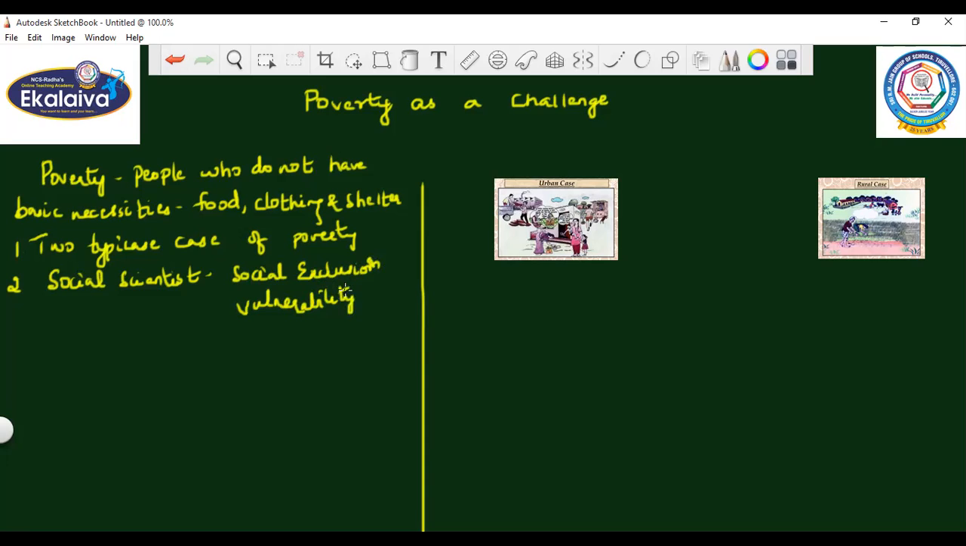Now, who are these social scientists? In science, we study scientists as the ones who invent, who discover, or personalities who do research. But as far as a social scientist is concerned, they are the ones who think that society itself is a scientific subject, where they do research in society and give out certain solutions.